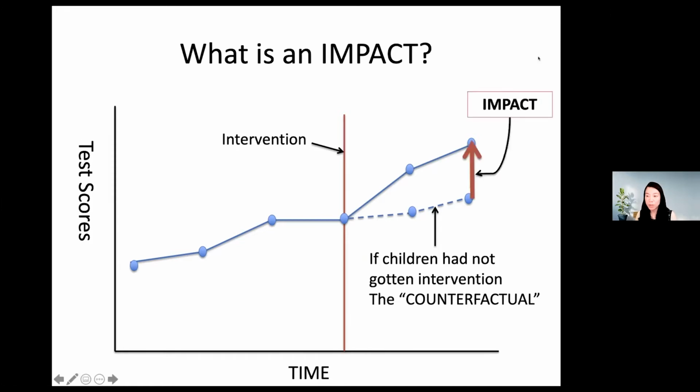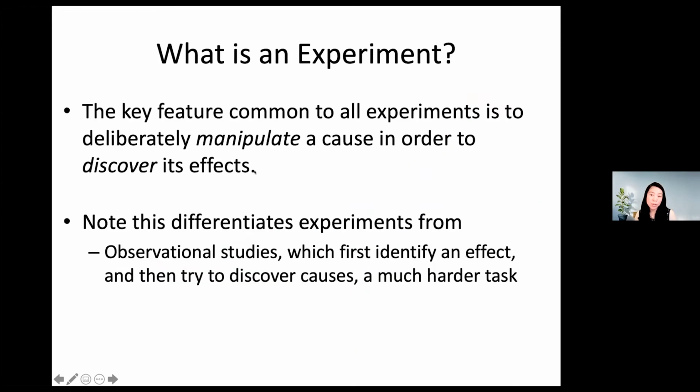And then once we got that, then we compare the result we can observe from after intervention and compare with the counterfactual group. So this is the impact we're talking about. And so in order to really measure the impact, what we need to do is to build an experiment. So the key feature to all experiment is to basically manipulate a cause in order to discover its effect.